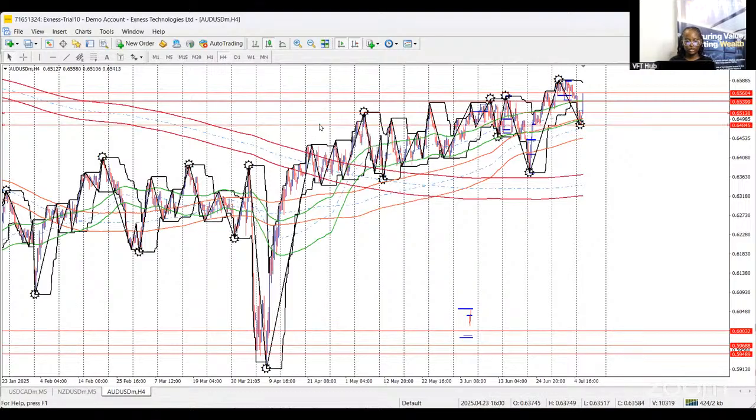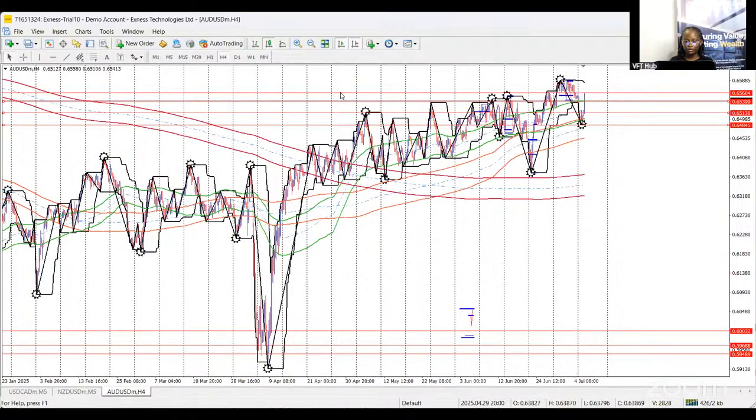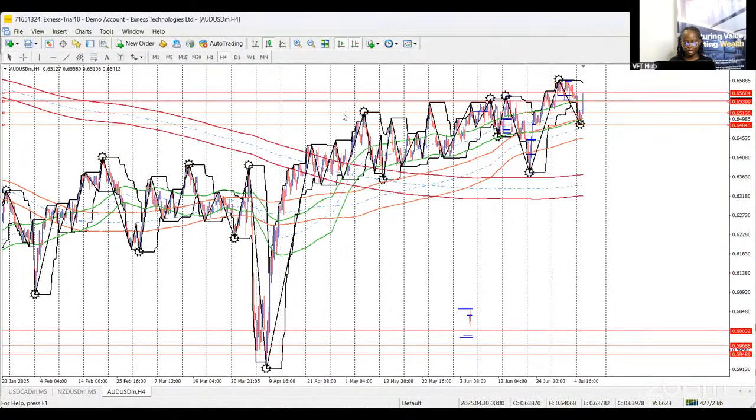Okay, so looking at AUD USD, I'm just going to go ahead and delete all these previous lines on the chart so we do not get confused by too many lines, right? So taking all of that out.